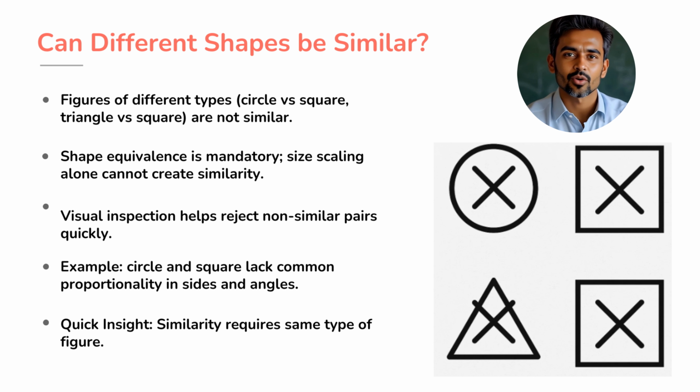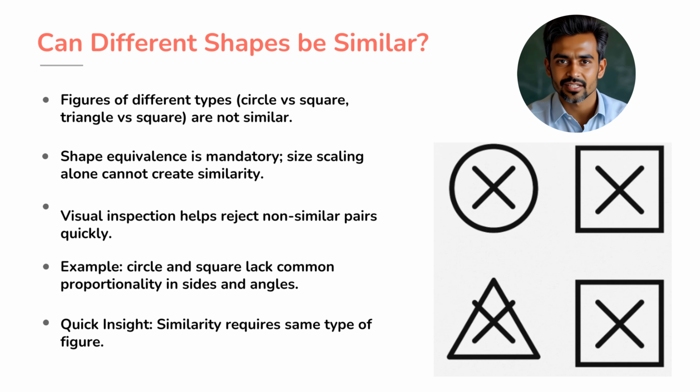Visual inspection often helps us reject such non-similar pairs quickly. You look at them and instantly know they don't match in shape. Take a simple example, a circle and a square. They lack common proportionality in both sides and angles. The circle has no straight sides, while the square has 4 equal sides and 4 right angles. Clearly, they cannot be similar.